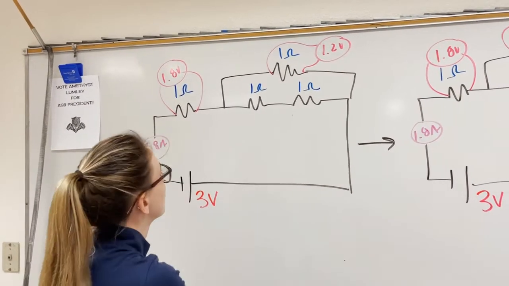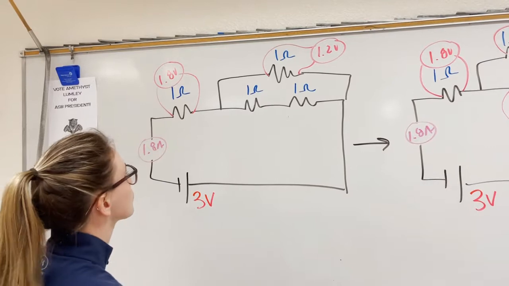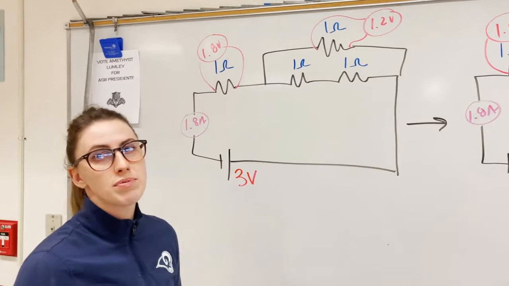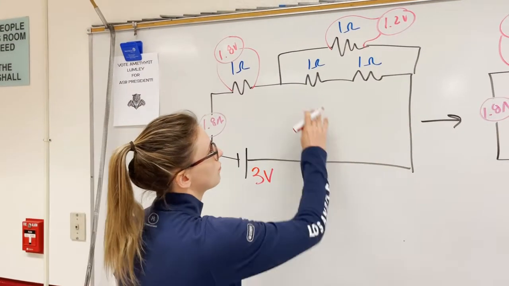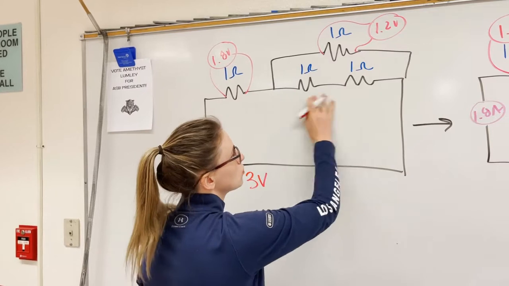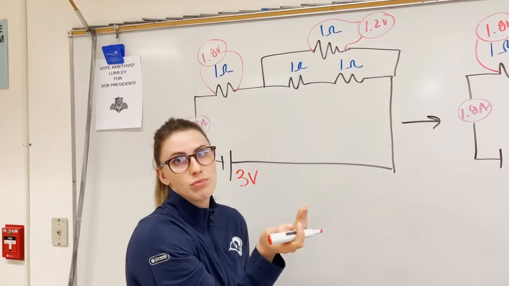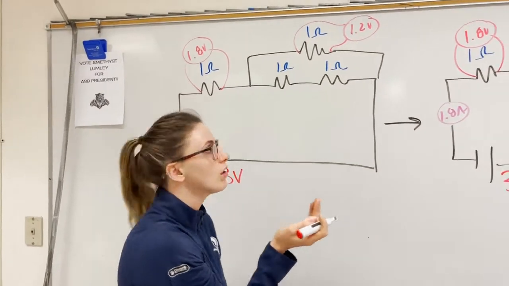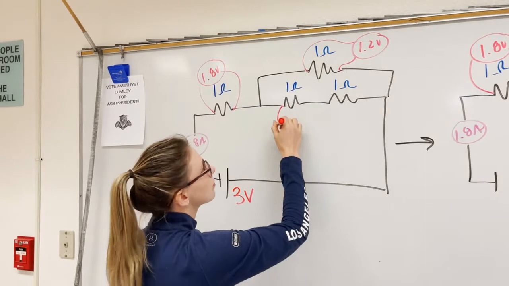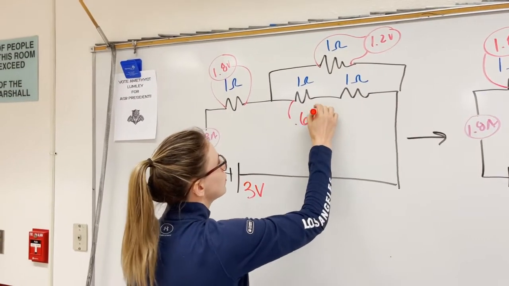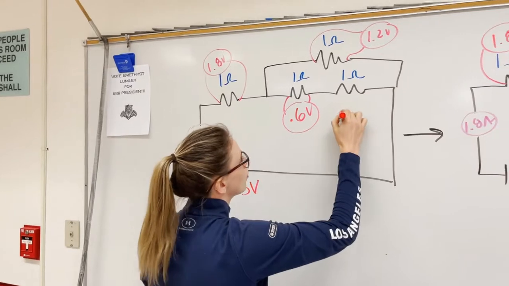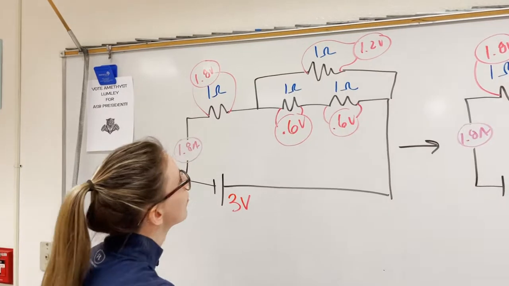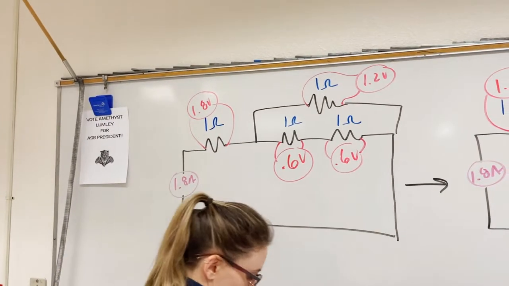But now what we've got is something in series, and we know that the ups equal the downs. So if the total here is 1.2, they have to both add up to 1.2. And they're both the same resistance, so their voltage has to be the same. The voltage is split evenly, so that's 0.6 volts each.